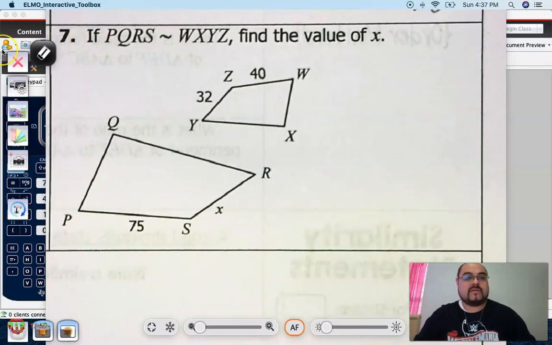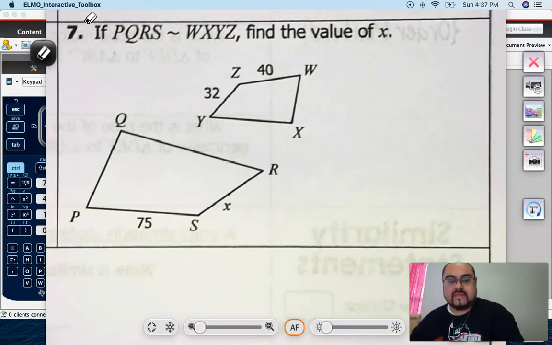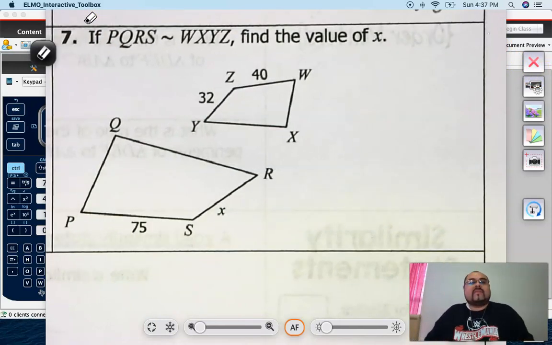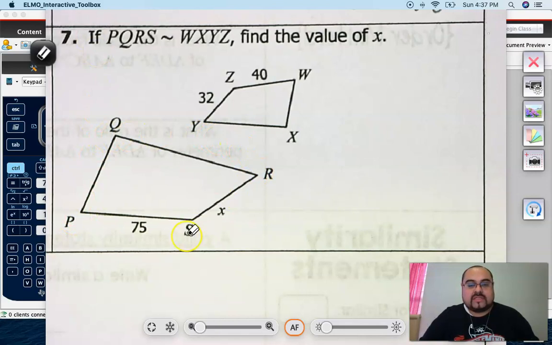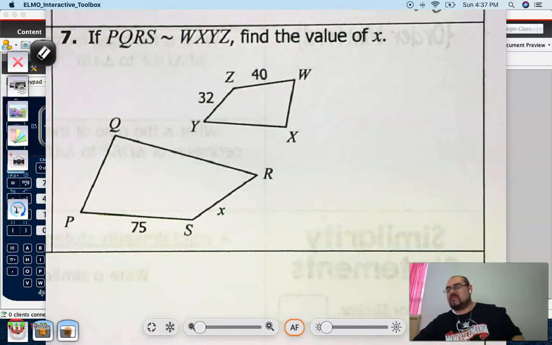Move this out of the way. Okay. In example 3, it tells us if PQRS, that's this figure here, if PQRS is similar to WXYZ, find the value of x. Now again, remember, this statement holds a lot of power. It basically tells us everything we need to know.